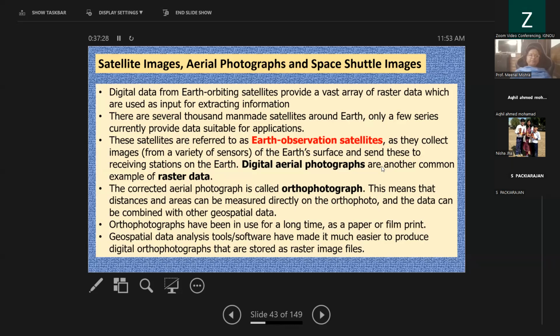Okay. Question, ma'am. What about the drone? We are now using drones, right? That is also an aerial photograph. Yes. See, remote sensing is what your mobile camera is also doing, because you are taking from a far off distance. So whatever photographs you are taking from a particular height, like a drone, that is a kind of aerial photograph. Okay, thank you.